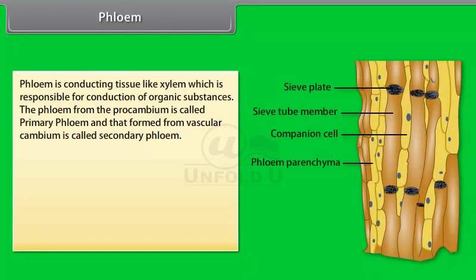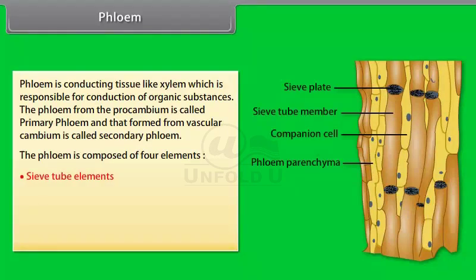Phloem. Phloem is conducting tissue, like xylem, which is responsible for conduction of organic substances. The phloem from the procambium is called primary phloem, and that formed from vascular cambium is called secondary phloem. The phloem is composed of 4 elements: sieve tube elements, companion cells, phloem parenchyma, phloem fibers.